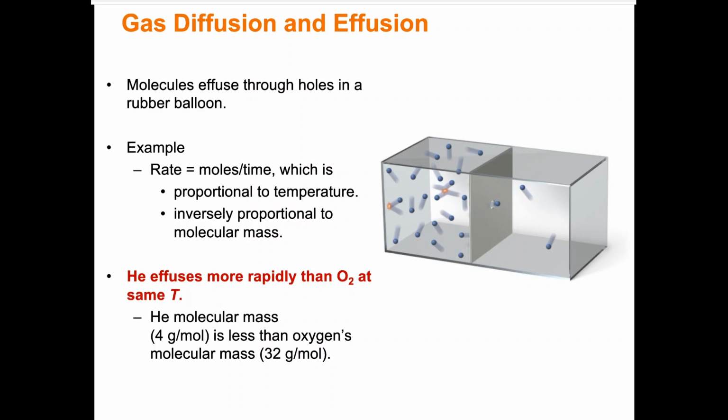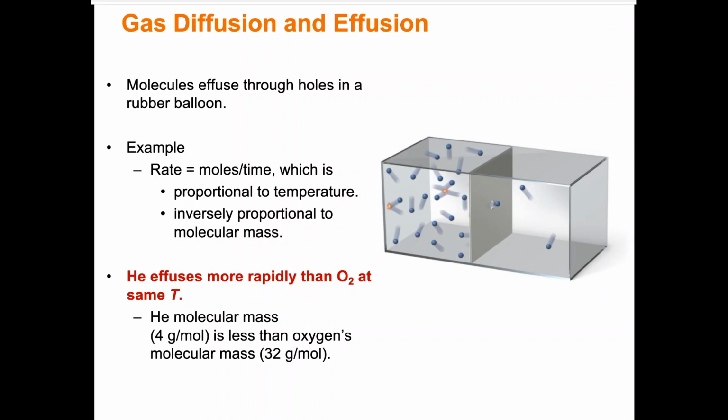Okay, so an example here, we have rate equal to the moles over time, which is proportional to the temperature, and is inversely proportional to the molecular mass. So if we have more temperature, those molecules are going to move faster, so of course they're going to effuse faster. If we have a bigger molecular mass, well, of course those molecules will move slower, and so they'll effuse slower.